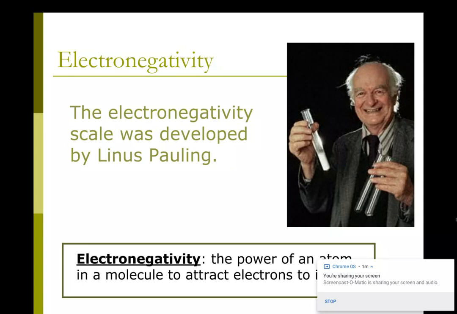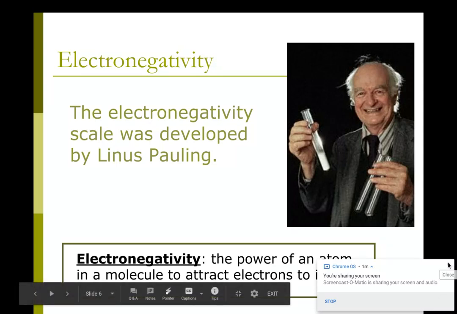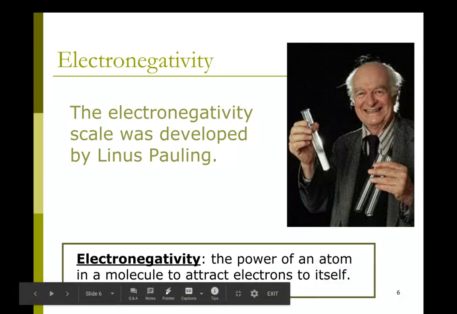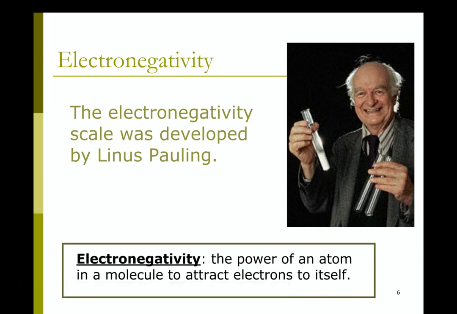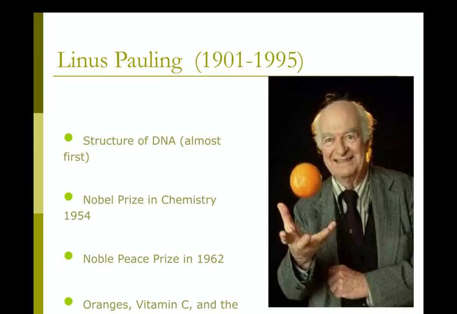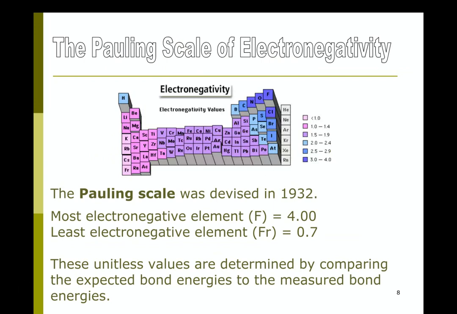To understand why this works, we need to revisit electronegativity. As we've learned in the past, electronegativity was developed by Linus Pauling, a Portland scientist, and it is defined as the power of an atom in a molecule to attract electrons to itself. A little bit more about Linus Pauling. He developed a scale in 1932 that ranked elements based on their ability to attract electrons. It basically ranges from about 0 to about 4. These numbers are unitless, and they're often depicted by the Greek letter chi, which kind of looks like an X. I'll be demonstrating the use of that in a little bit.